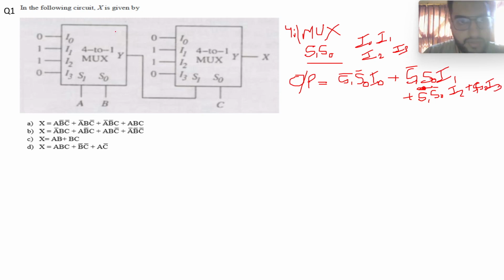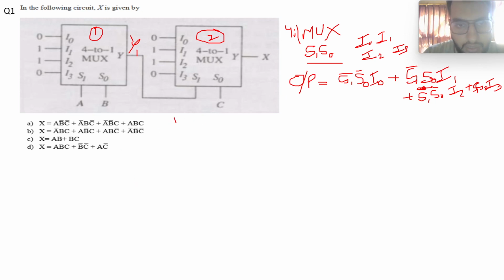So what we have here is this mux 1, and mux 2. Here is your output Y, let me call it Y1, and X is your Y2. So X is X only. Let me just first write the output Y1.